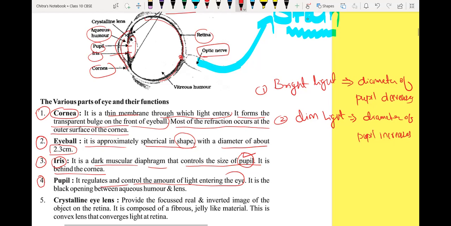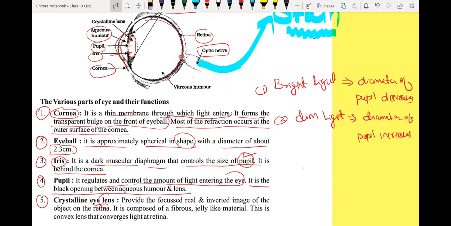So it is the black opening between the aqueous humor and the lens. It is the black opening on the eyeball. That is what the pupil is. Next we have the crystalline eye lens. If you look at your eye, the black spot is nothing but the pupil.